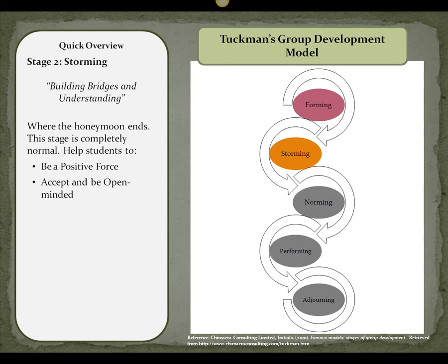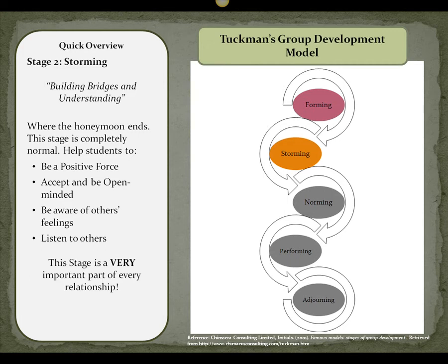To be accepting and open-minded with each other. Yes, you may not agree that your roommate has tattoos, but maybe this is an opportunity for you to learn and broaden your horizons. That you have to be aware of other people's feelings. And lastly, you have to learn to listen, which is really key to every relationship. As has been mentioned, this is a very important part of the relationship. This is the part that makes or breaks the relationship. Everyone has to make it through this stage, and this is where you either fail or succeed as a roommate pair.